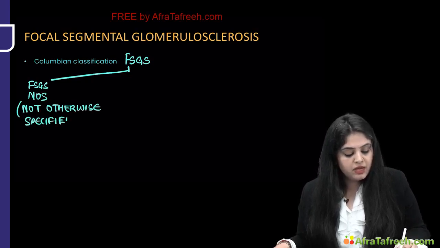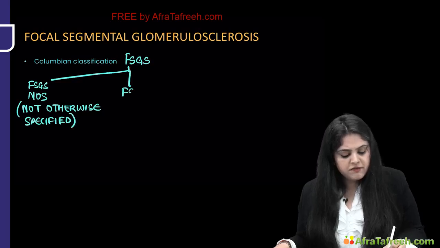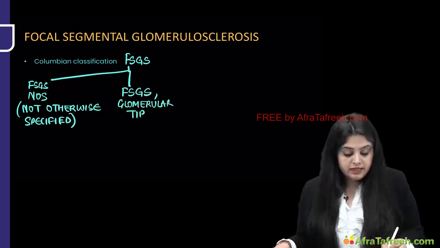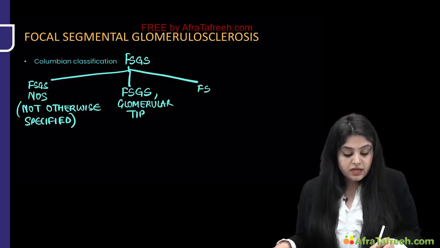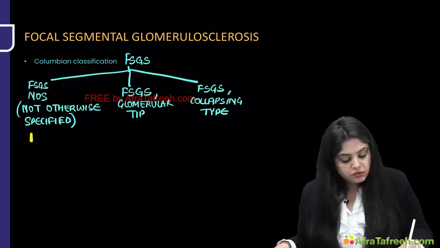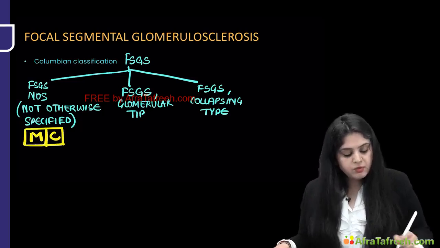Then we have something known as FSGS, glomerular tip type, where a very small part of the kidney is affected. Then there is FSGS where the entire glomerulus, everything, has collapsed. Collapsing type is going to be the third one. These 3 are more important. Which is the most common? NOS, the one with no special type, is the most common.